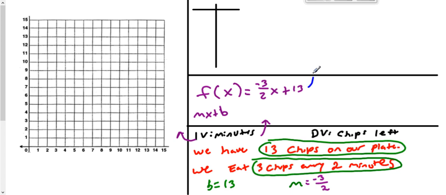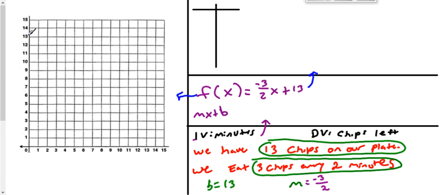We could use the equation and just plug in random numbers, so we could plug in 0, we could plug in 1, we could plug in 2, we could plug in 3, so we have f of 0 equals negative 3 halves times 0 plus 13. And we could go through all of this work for the points that we picked. But an easier way is actually to take this and go to the graph next. This way you know how to graph our lines.